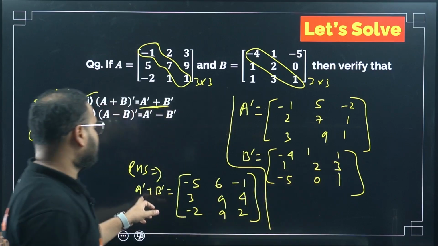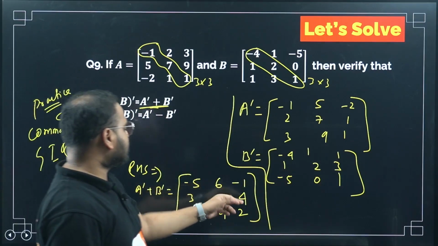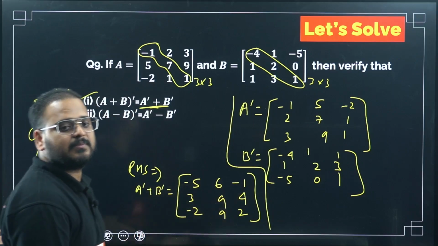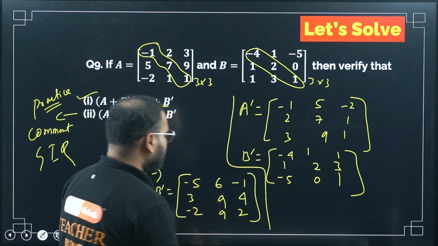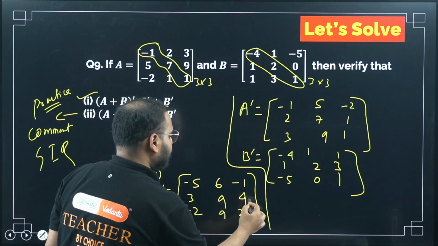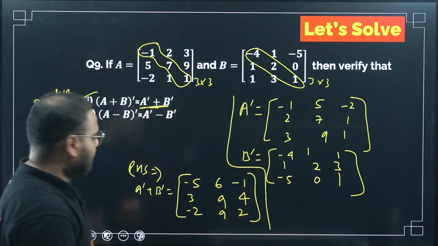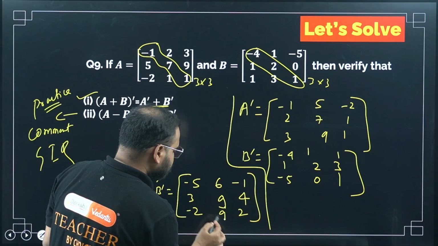This is my RHS. A transpose, B transpose is what? Minus 5, 6, 1 like this. 3 cross 3 matrix is there. This is my answer. This is 9, okay? These two values are 9, okay? And this is my 4. Hope you are able to understand my handwriting. Okay, this is 9, this is 9.